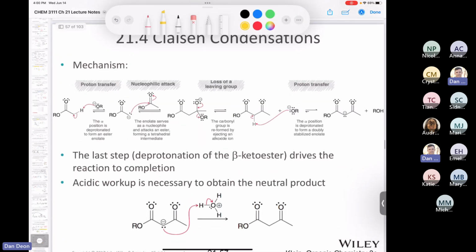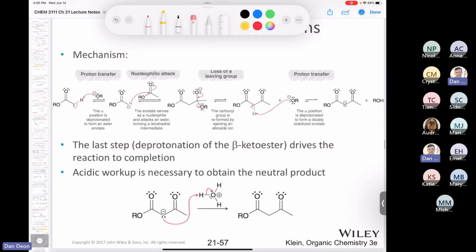So here's the mechanism. I think it's a very important mechanism for Chemistry 3111 students, and I've seen this show up on the ACS final. Okay, I've seen this in the ACS study guide many times. So the first step is we form our enolate, then we get our nucleophilic attack, and then we lose an alkoxide as our leaving group.